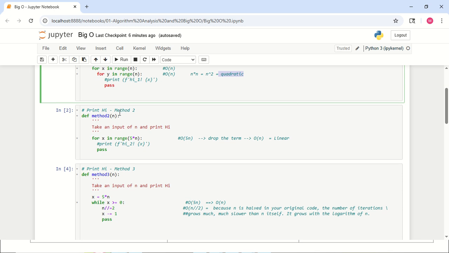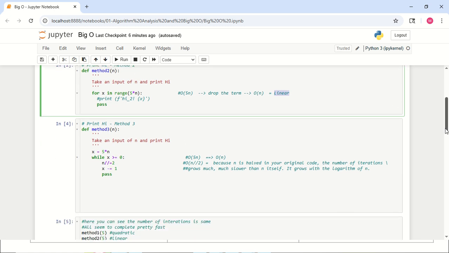The second example is just going to run 5 times n times. And when you're dealing with Big O, you always drop the constants. So you're just going to end up with n, and that is the base definition of linear.